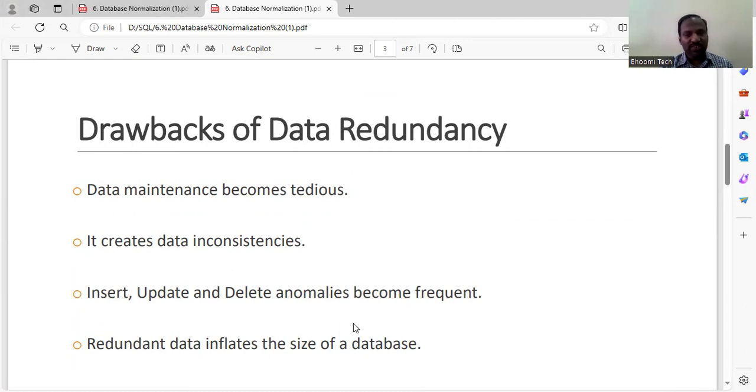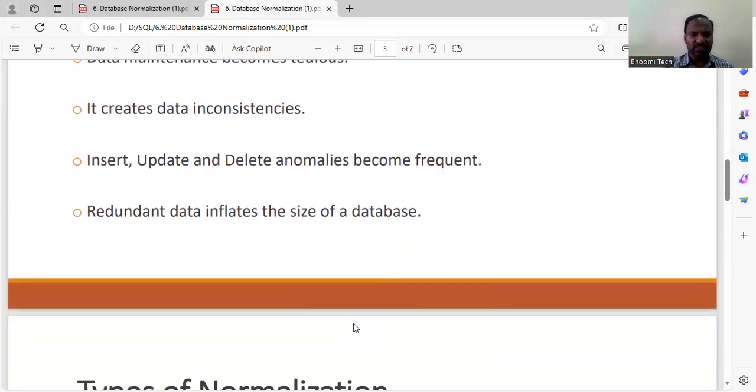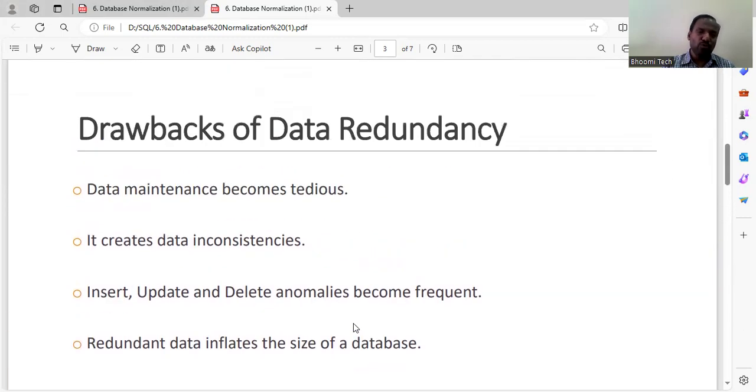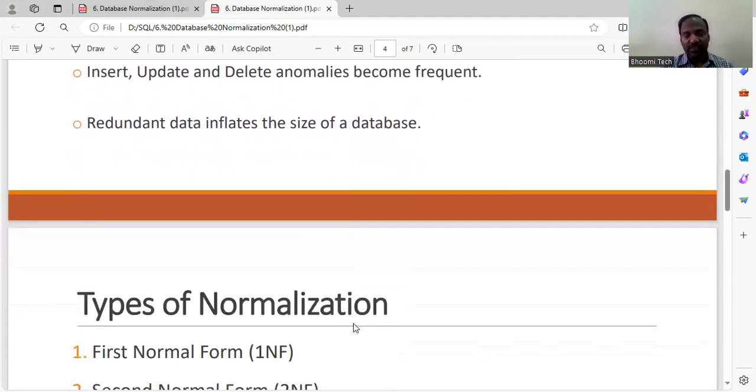So what are the drawbacks of data redundancy? Data maintenance becomes tedious because we will have a huge amount of data, and it creates data inconsistencies. Like I said, a lot of duplicates, a lot of missing values will be there in our tables. And insert, update, and delete anomalies become frequent. And then it inflates the size of the database. It increases the database size. To reduce these drawbacks, we do normalization.